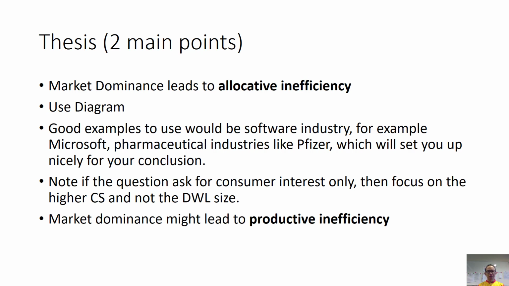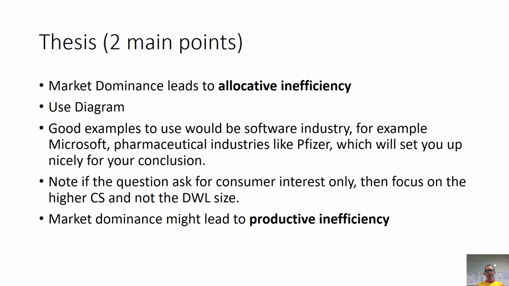Another good example would be pharmaceutical industries, all the medicine companies. For this case, I'm going to use Pfizer. The good thing about this year is that if they ask this question, you can make use of the current COVID-19 pandemic. By using Pfizer, what you're trying to say is that the marginal cost of producing the COVID-19 vaccine is actually lower than the actual price you are charging. So P is greater than MC, which will also lead you to allocative inefficiency. The good thing of using Pfizer is that it will set you up nicely for your conclusion, which I'll explain when I reach the conclusion later.